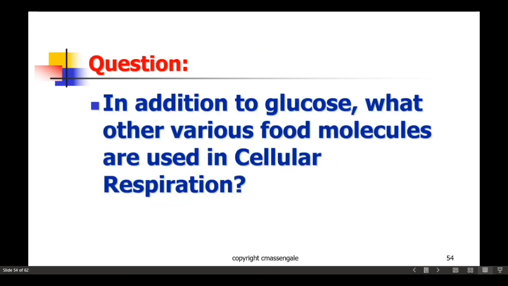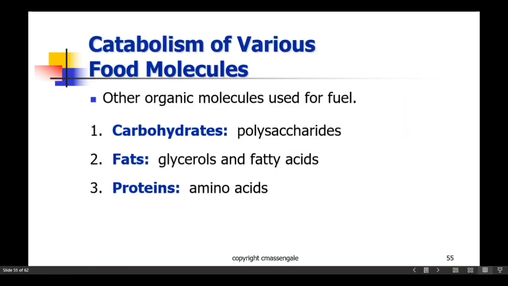Now, in addition to glucose, what other various food molecules are used in cellular respiration? In the food that we eat, we don't only eat glucose molecules, but the energy that we use also comes from other molecules around us. For example, the carbohydrates, which are called polysaccharides or complex carbohydrates, and also the fats, for example, the building blocks, which are the glycerols and fatty acids, are also used in cellular respiration as a source for the production of ATP. And also for the proteins, we have the amino acids.